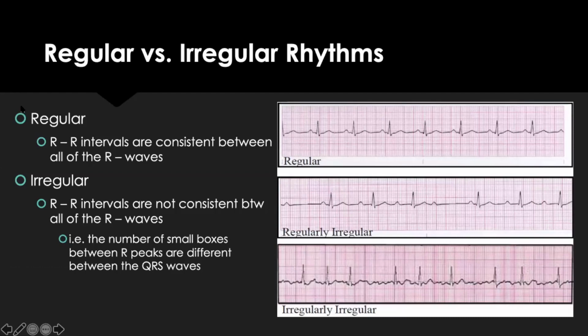I'm going to briefly go over this. Regular rhythms, the R to R intervals are consistent between all the R waves. Irregular rhythms are when the R waves are not regular, so they're not equal distance apart. Some can be closer, some can be longer. It is an irregular rate. Irregularly regular is like there's a pattern, so these 3 are kind of clumped together, and then there's a space, and these 3 are clumped together, and then there will be another space. Irregularly irregular is when they're all irregular, so there's no pattern or anything like that.